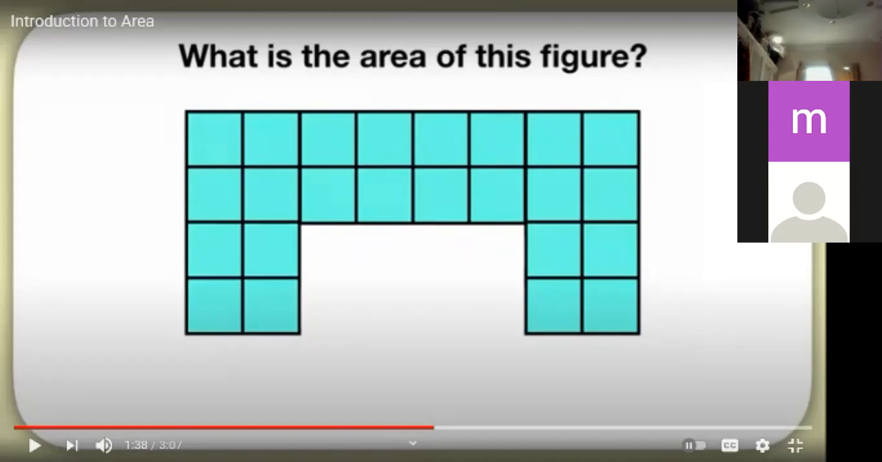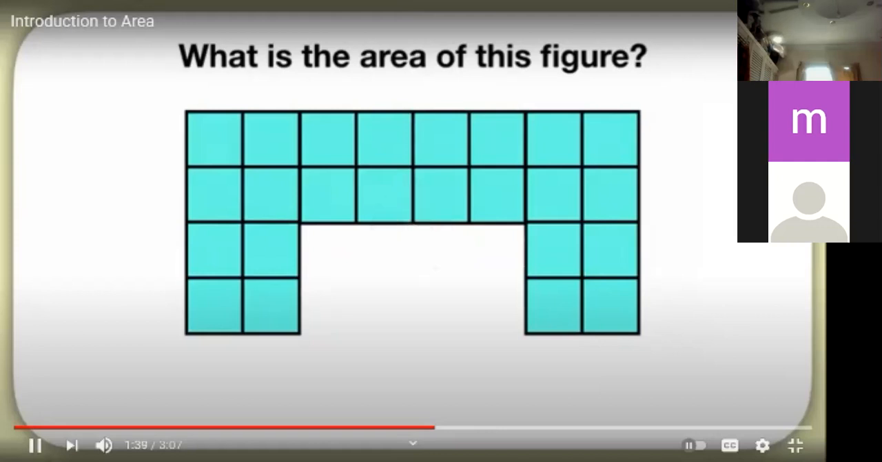Saleh, how many squares inside the shape? 25. Are you sure? 24. So the area of the shape is 24 square units.